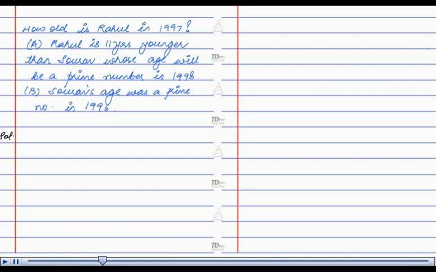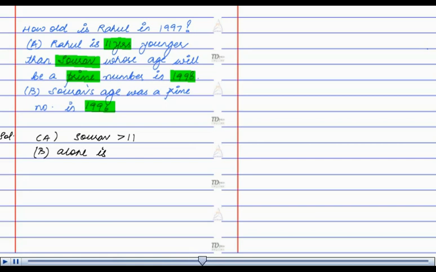By statement A alone, we have that Saurabh's age in 1998 was a prime number, which will definitely be greater than 11. So statement A alone is not sufficient. By statement B, we have that Saurabh's age was a prime number in 1996. Therefore, B alone is also not sufficient to answer the question.